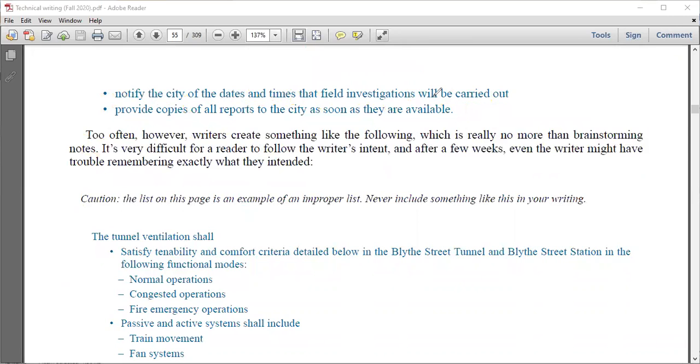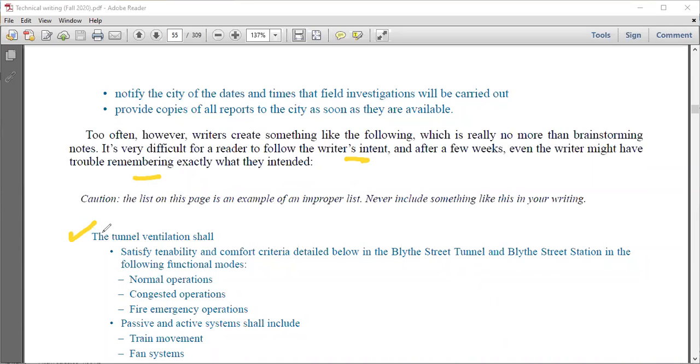Okay. Now, if you just look at this one, it says that too often a writer creates something like the following, which is really no more than brainstorming notes. It is very difficult for readers to follow the writer's intent. And after a week, even the writer might have trouble remembering exactly what they intended. So look at this one.